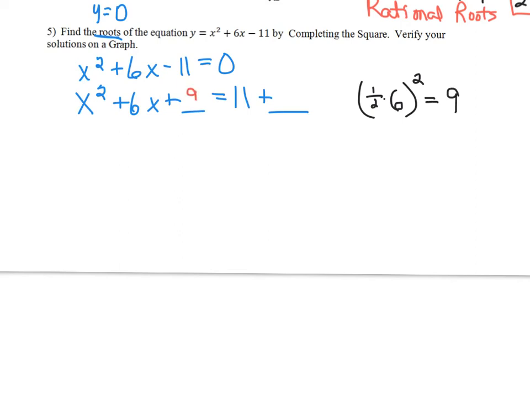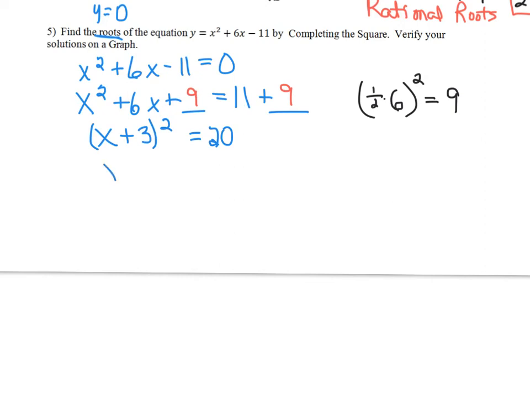Let's add 9 to both sides of the equation. So on the left side, this can be factored into x plus, remember it's always going to be my half number. Half of 6 is 3, so that's the number that goes inside my factor. So it would have been x plus 3 times x plus 3, or of course I can write it as x plus 3 squared. On the right side, adding those two numbers together, I'm getting an answer of 20.